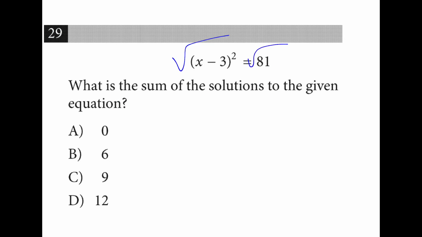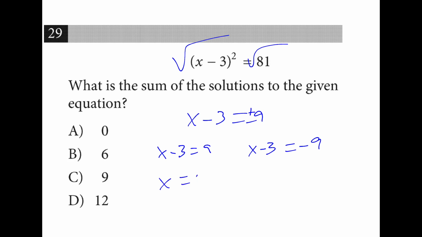If I take the square root of both sides, I get that x minus 3 is equal to 9. Could be plus or minus 9. So x minus 3 is 9, x minus 3 is negative 9. Over here, x is 12. Over here, x is negative 6. If I add those two together, I get 6.